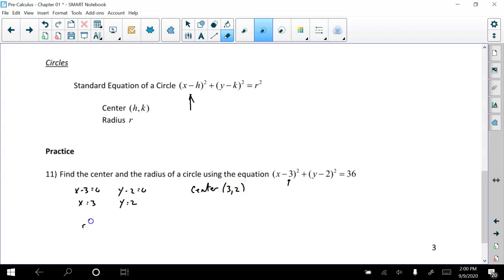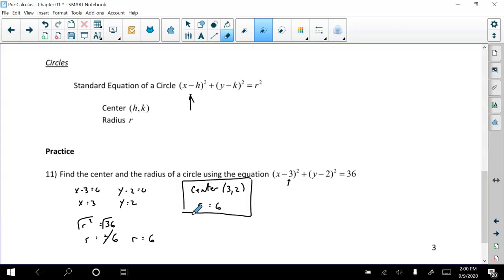And the radius squared is 36, not just the radius. So to find the radius, we take the square root of both sides. Now, if you think about when we solve by square roots, we get two solutions, plus or minus 6. But the radius is the distance from the center to the side of the circle, and distance is always a positive number, so we don't include the plus or minus. The radius is just a positive 6. And there's the center and the radius for that equation.